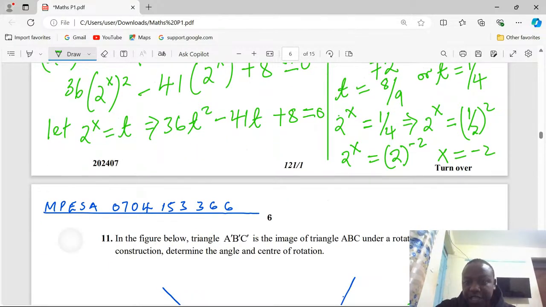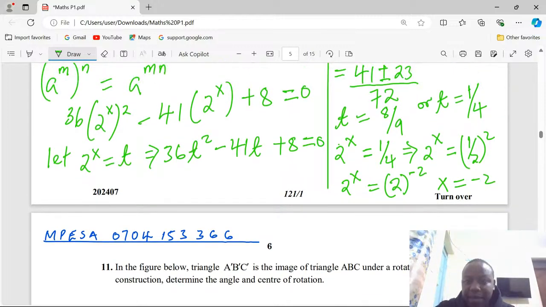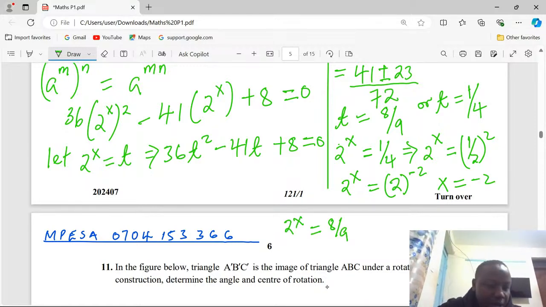Then we can also finish up by saying that there is another possible value, because we said t can also be 8 over 9. So t equals 8 over 9. So 2 power x equals 8 over 9. In this case, because 8 over 9 cannot be put to base 2, we can introduce logarithms.